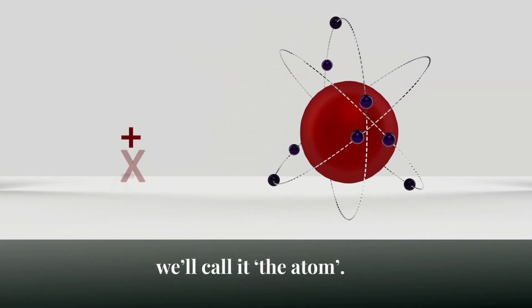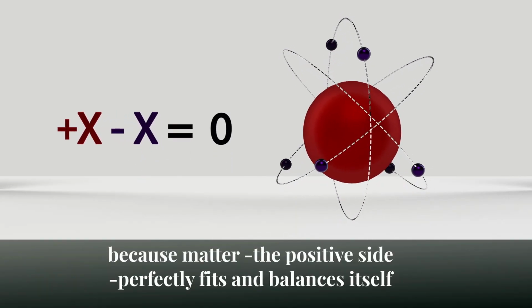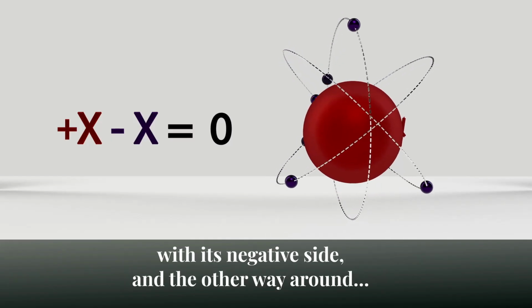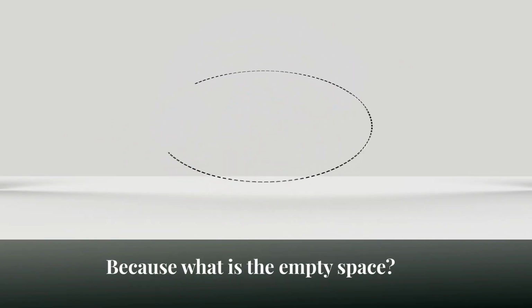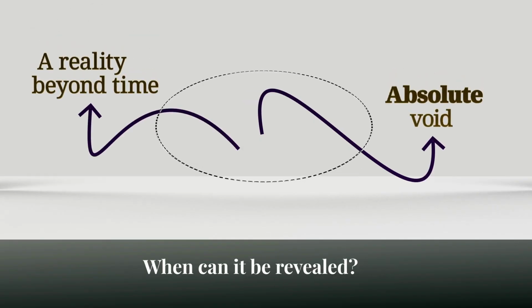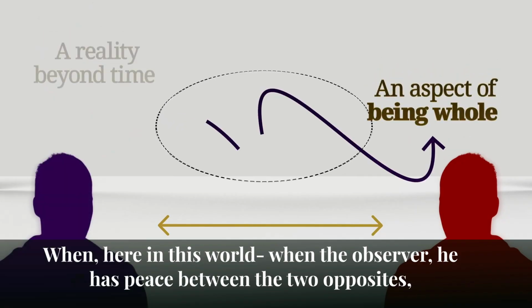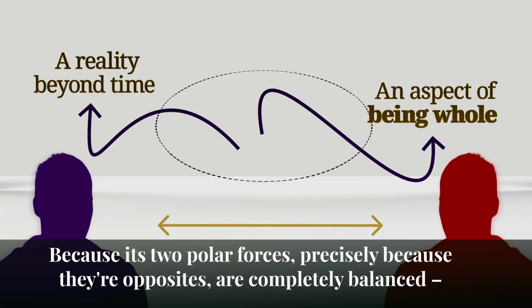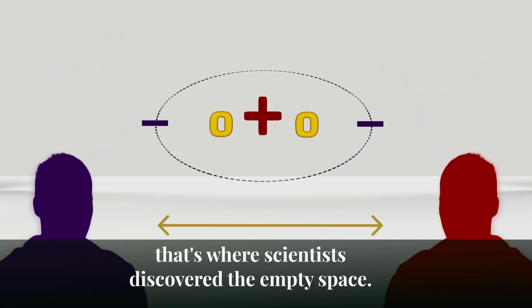We'll call it the atom. And the atom, as we said, is in perfect balance, because matter, the positive side, perfectly fits and balances itself with its negative side, and the other way around. And that's why the empty space can be revealed there. Because what is the empty space? It's the reality beyond time. When can it be revealed? When, here in this world, the observer has peace between the two opposites, exactly as we see it in the atom. Because it's two polar forces, precisely because their opposites are completely balanced. That's where scientists discovered the empty space.